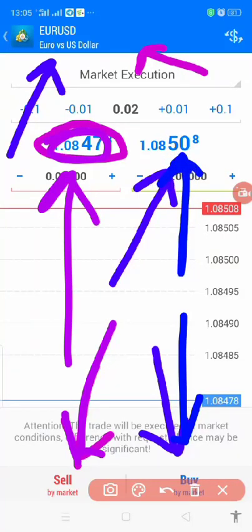Remember I said we are buying the quote when we click on sell, and we are buying the base when we click on buy. I'm sorry, the quote is on the right hand side while the base is on the left hand side. So please take note of that. It's very important.